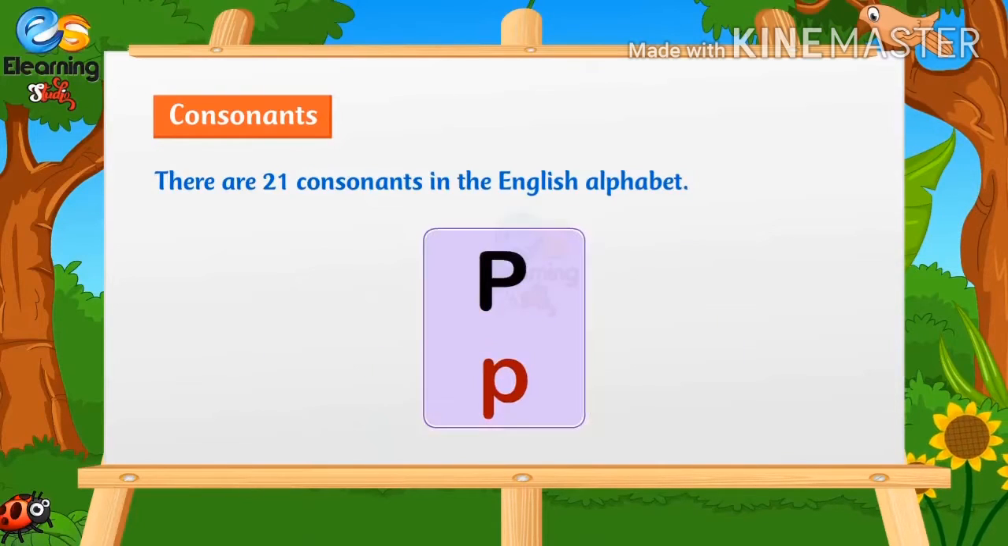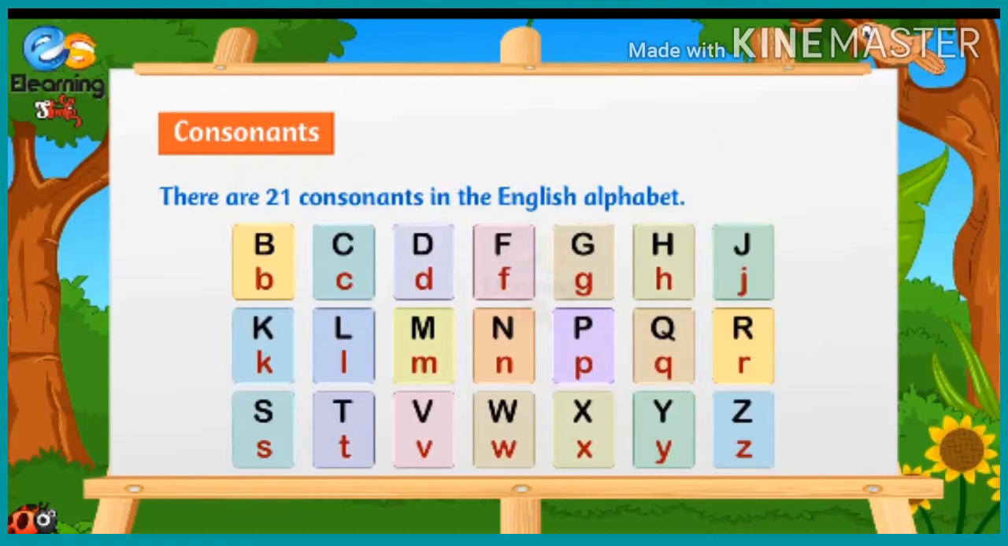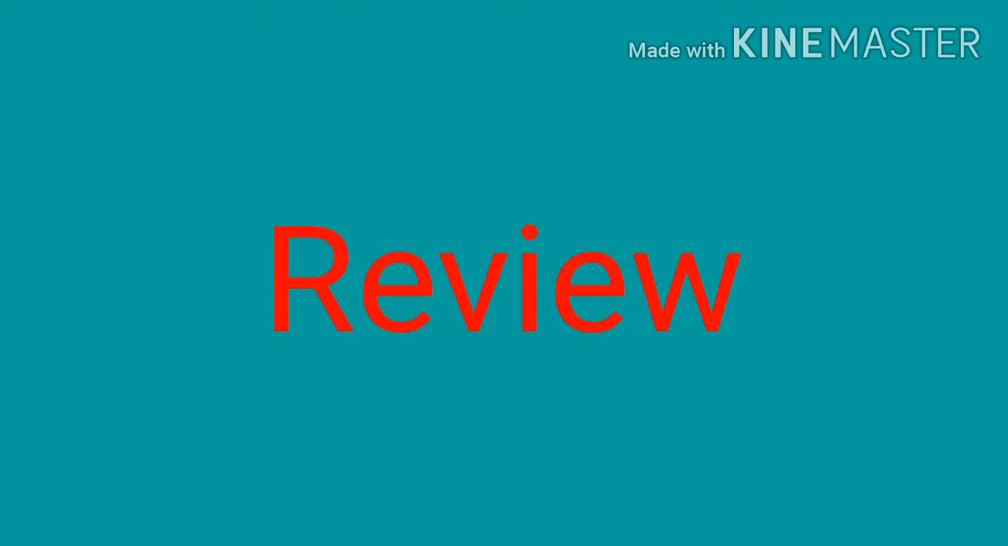N, P, Q, R, S, T, V, W, X, Y, and Z. So kids, these are the 21 consonants in the English alphabet. Let's review.